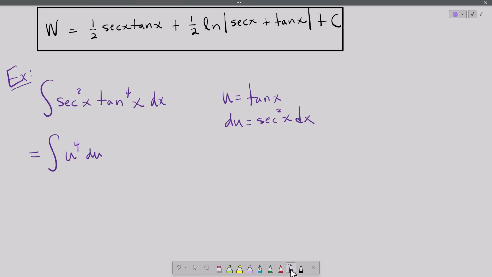So if secant's to an even power, we know we're going to want to let u be tangent because its derivative is secant squared. And so then this would be u to the fifth over 5. And then all we have to do is back substitute tan, and we would have 1/5 tangent to the fifth of x plus c.